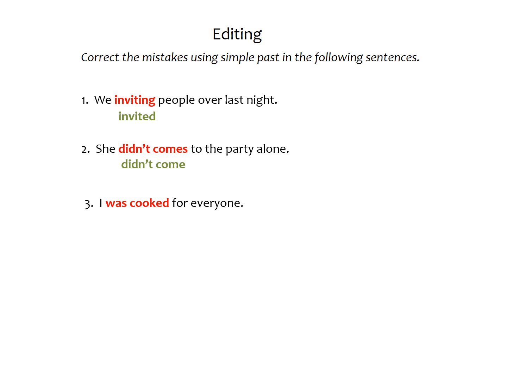Number 3, I was cooked for everyone. I cooked for everyone. This is another common mistake, and we need to be very careful here because it actually means something else when you say I was cooked. If your main action is cook, that is your only verb in an affirmative sentence. So I cooked for everyone.